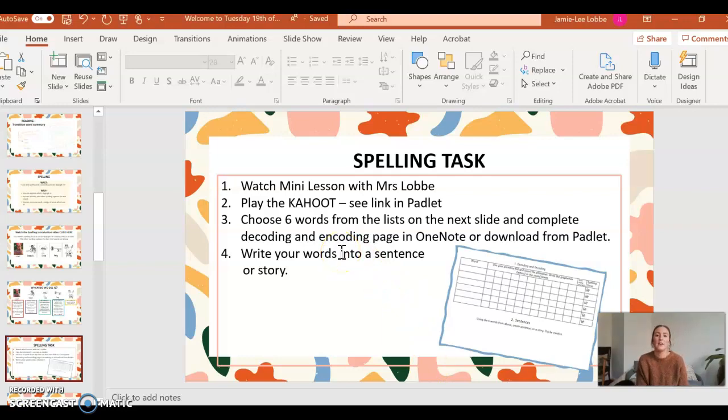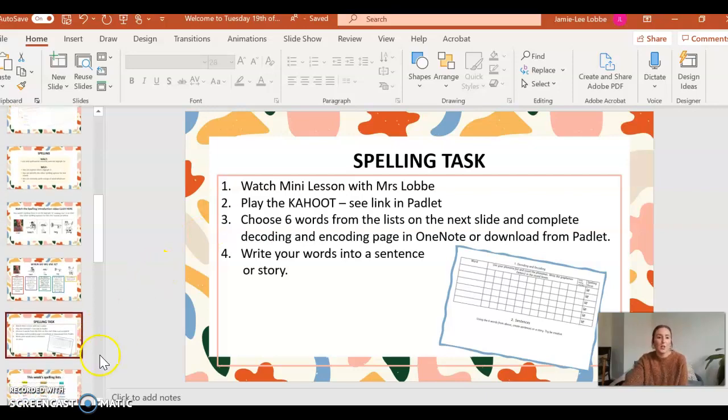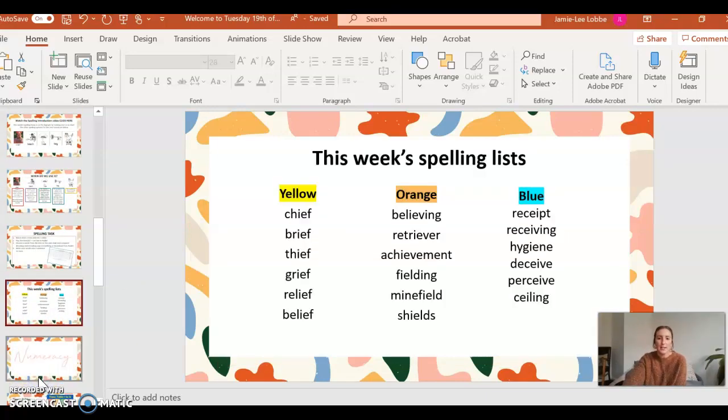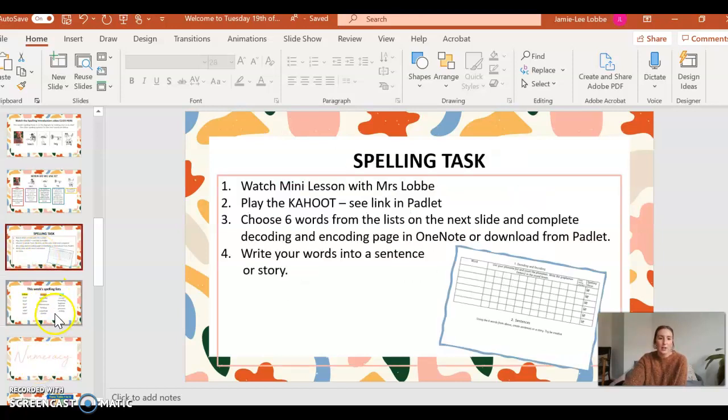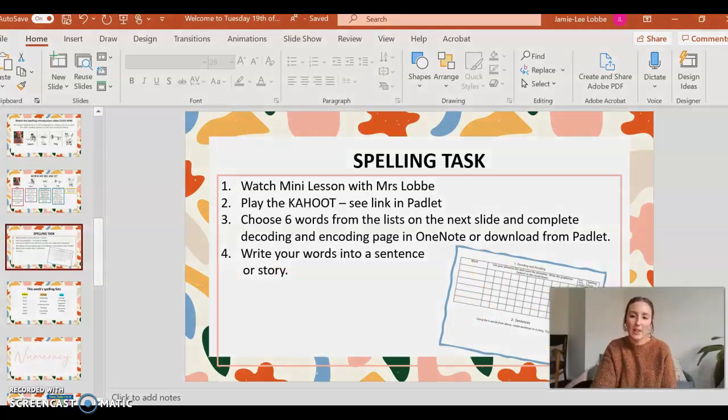And then after that, you are going to do your decoding and encoding. Now, a lot of you got this a little bit mucked up last week, so we're going to go through it again. So you're going to choose 6 words from this list here. Okay, 6 words. And your page looks like this. You've got the decoding and encoding up the top, and then you've got a prompt to put them into sentences. Lots of you didn't do that last week. Doesn't take long. Please do it. It's helping you practice your spelling.